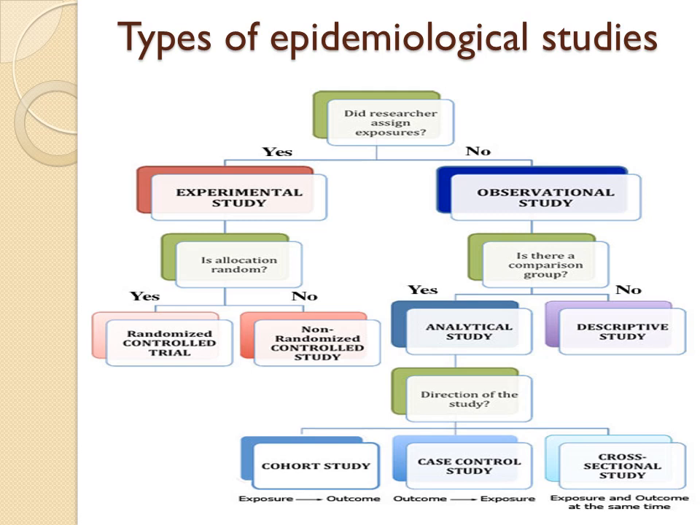So it is a backward or retrograde study, because here we are going from outcome to exposure. And in case of cross-sectional study, here the exposure and outcome will occur at the same time.